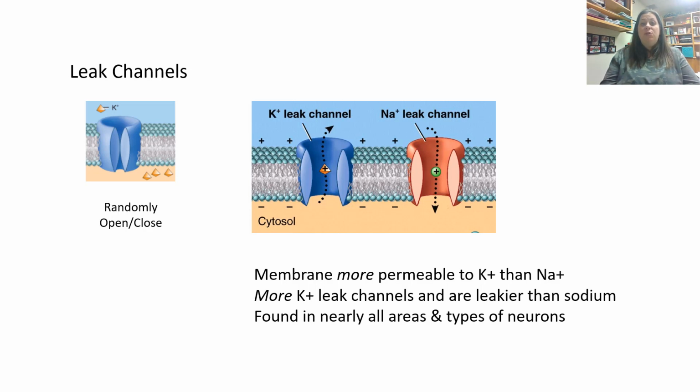When we look at these leak channels, they randomly open and close, and they're going to be more permeable to potassium than they are to sodium. There are going to be more potassium leak channels, and they are going to be leakier than the sodium channels. These are found in nearly all areas and types of neurons. You can see them here in the picture.